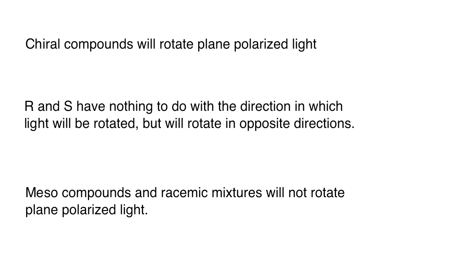So if you take light and you polarize it on a specific plane, if you have a chiral compound, you have the ability to rotate that light one way or the other. And the direction that the light rotates is going to be based on which enantiomer or which stereoisomer you currently have or is present.